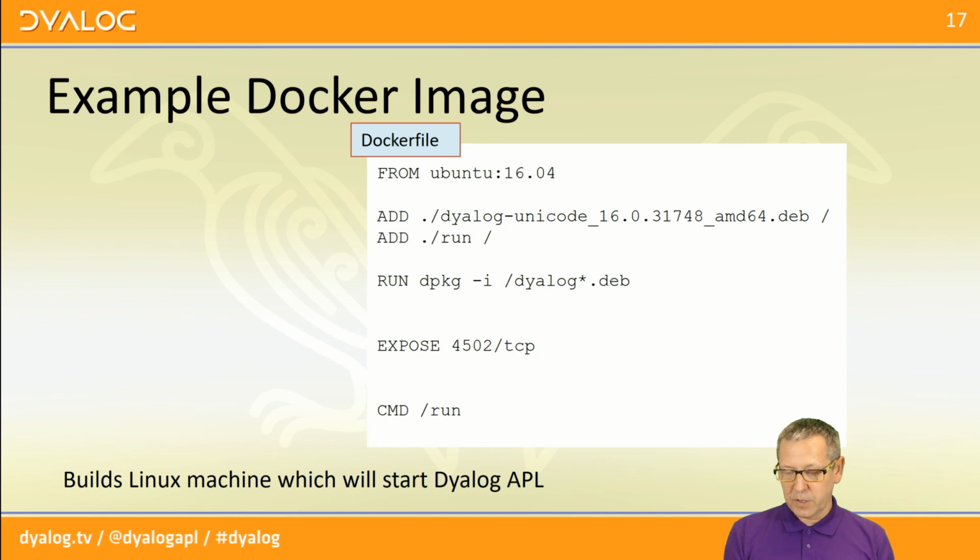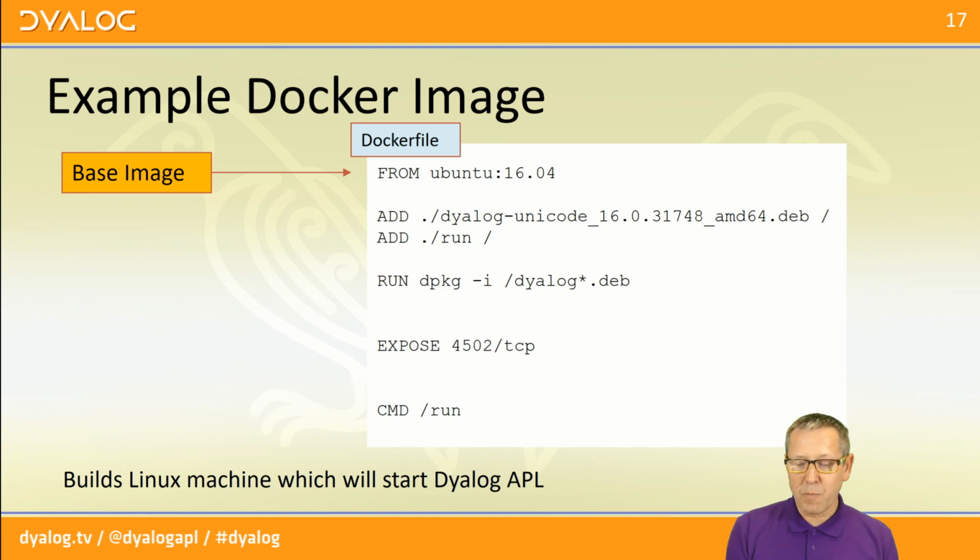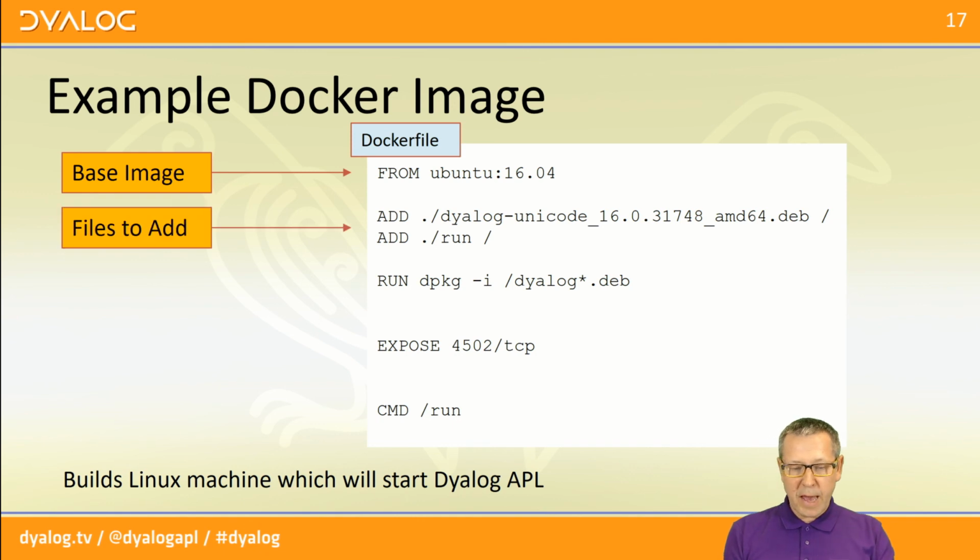Because this little file that's visible on the screen right now, called Dockerfile, is a complete description of a Linux machine which will start Dyalog APL. The first line says we're going to start from another Docker base image, so that's just a base Ubuntu 16.04 system. We're going to add this deb file, which is the installer for Dyalog APL. So the add statements are saying take this file here where I'm building it and copy it to this location, the slash here, on the machine that's being built, the image that's being built.